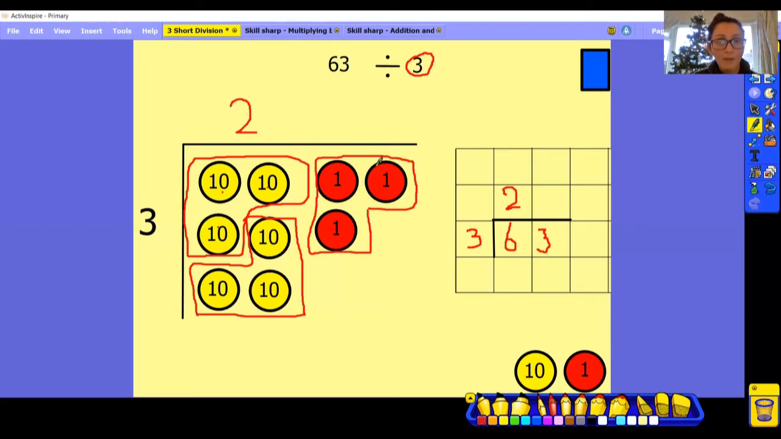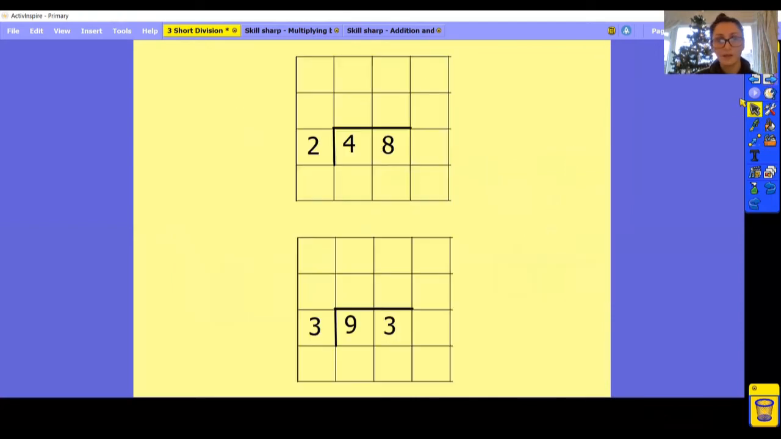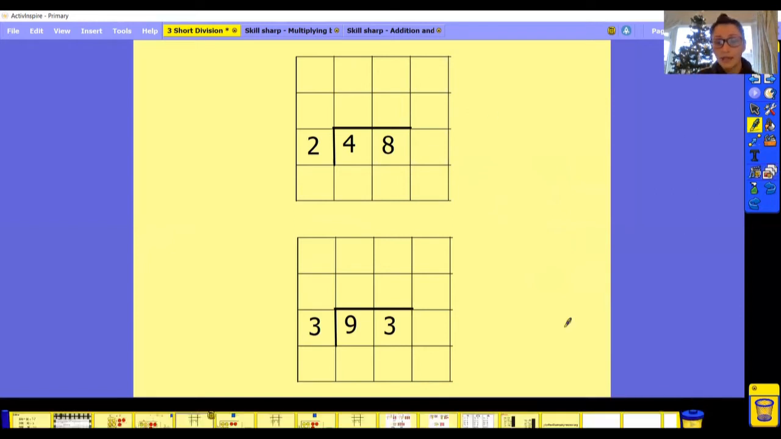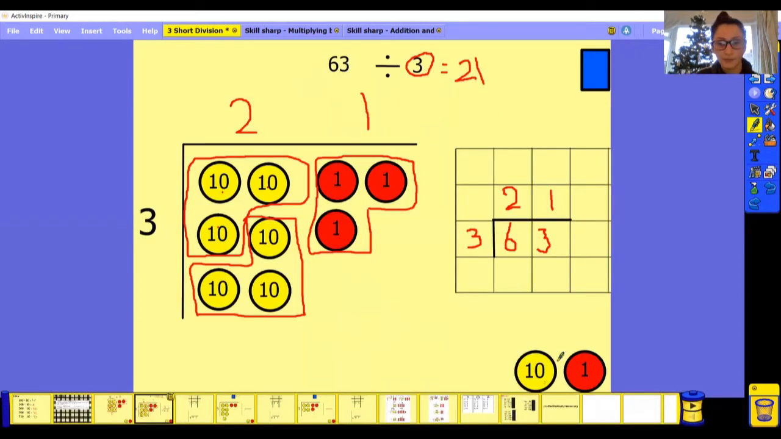So how many equal groups of 3 can I have? Well done if you said 1. And again, we would put this up here. So this is just another way of showing 63 divided by 3 equals 21. Okay, so again, you can do this how we normally do it. You can do it with your tens. Let me just get these tens here. There we go.